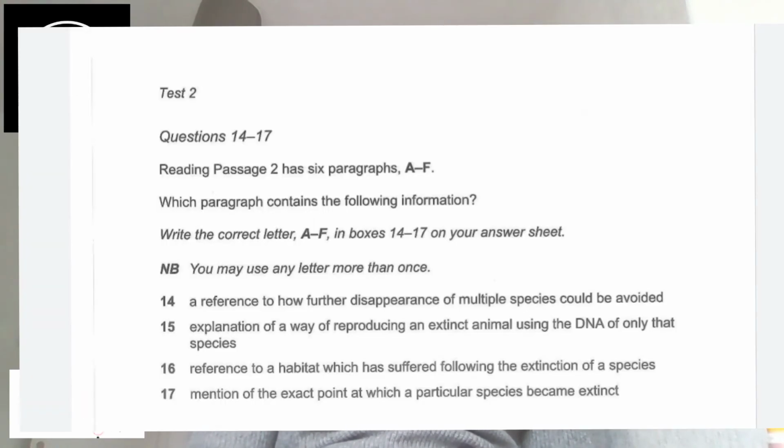So if you read this now, and you read all the statements, it's just the same thing. Go through all the statements. A reference to how further species disappearance could be avoided, nothing like that. The explanation of a way of producing DNA of another animal, nothing like that. Reference to a habitat which has suffered, nothing like that. Mention of the exact point at which a particular species became extinct, nothing like that. So sometimes when you are sure of some answer you have picked before, you can just rush through that paragraph. You know the answer you are looking for. You will see that that answer is not there. So you go to paragraph F.